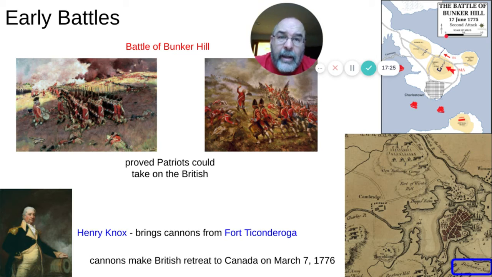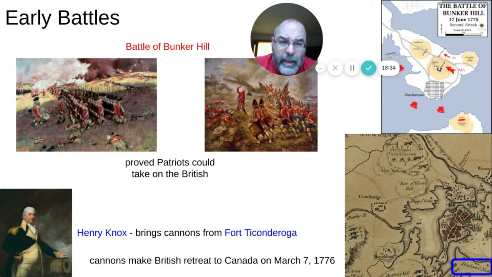But the Battle of Bunker Hill is that early battle that proves the Patriots can take on the British. As the British are trying to run up this hill, they're going to be rejected a couple different times. And now remember, you're seeing it as red because this is a British victory. But it's only a British victory because we run out of ammunition. If we had the supplies, we could have held this. Again, this is in June of 75.